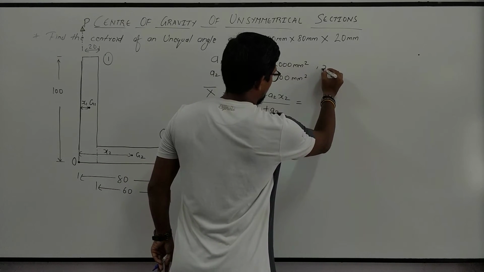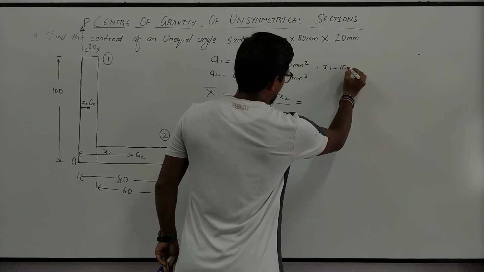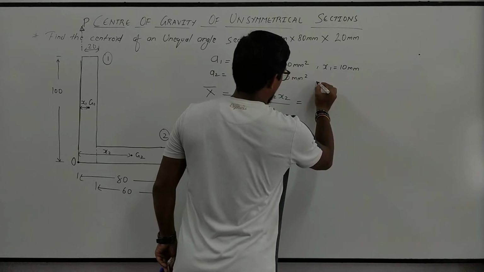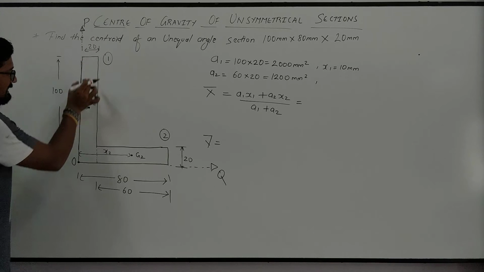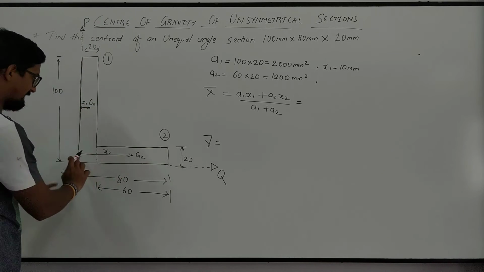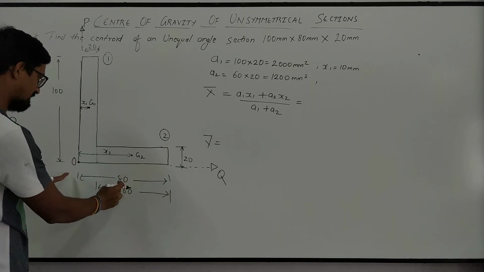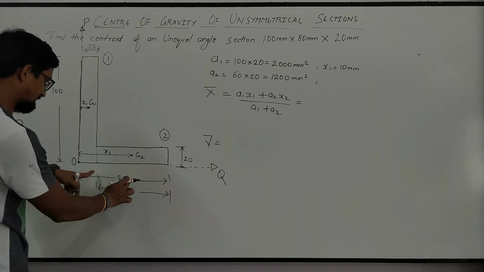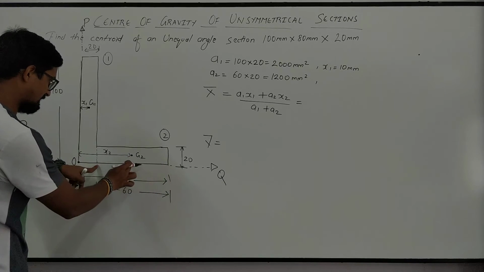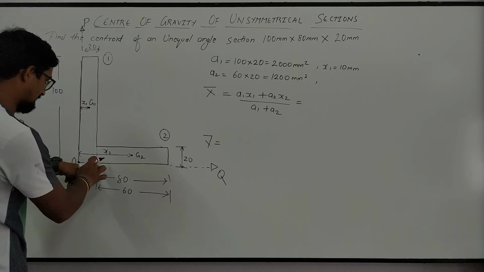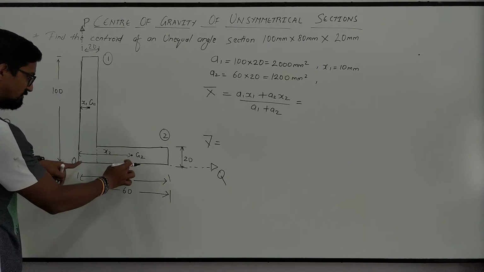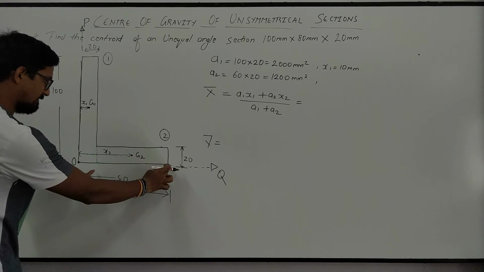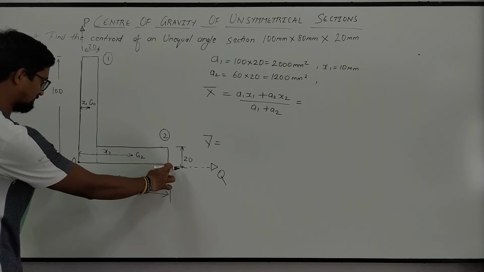I will write here x1 is equal to 10 mm. From the geometry itself I have got the value, 20 divided by 2, 10. And what will be x2? x2 we can see from here to here it is 60, so here to here it means it is 30. 30 plus 20, 50, correct? From here to here, x2. From here to here it is 60 because the total was 80.